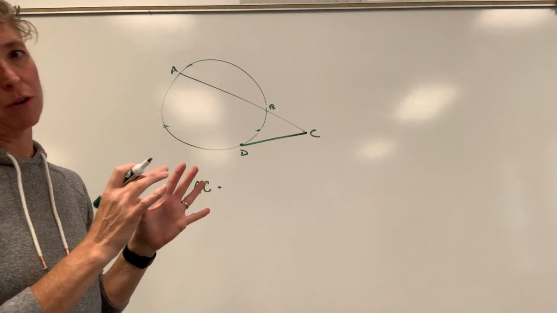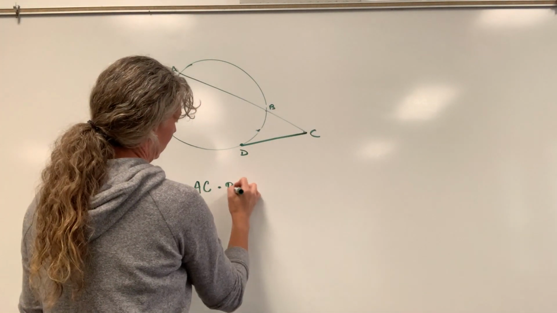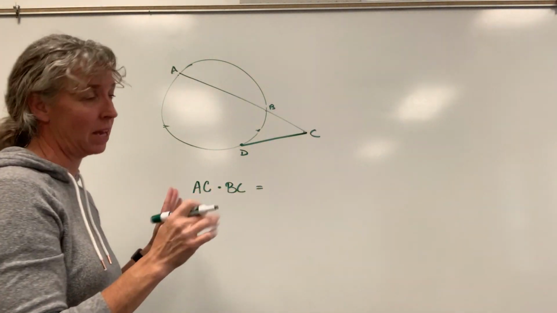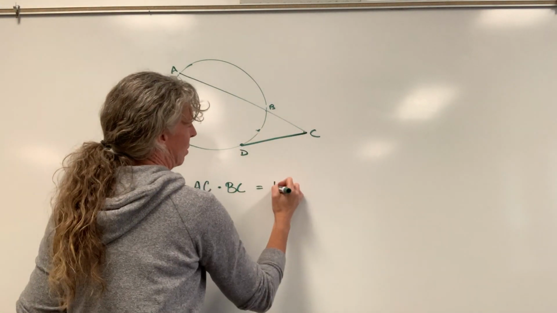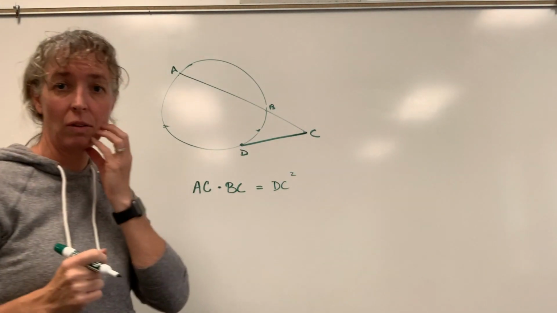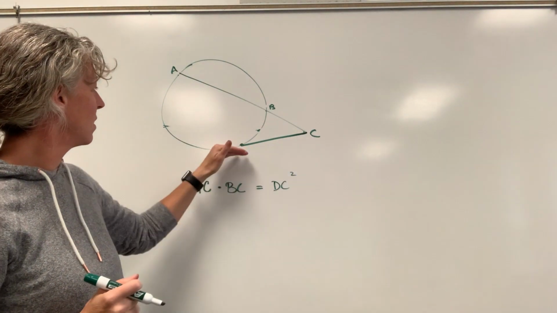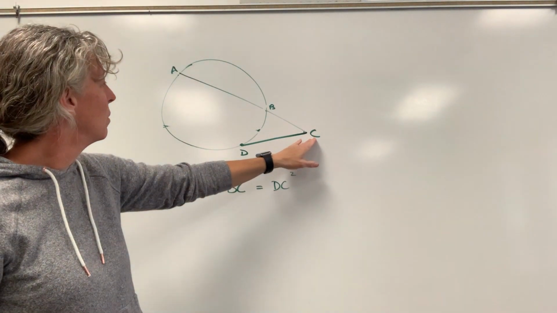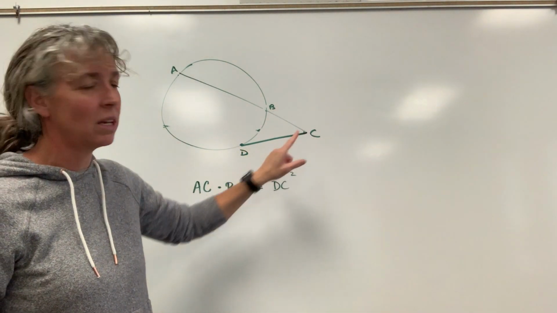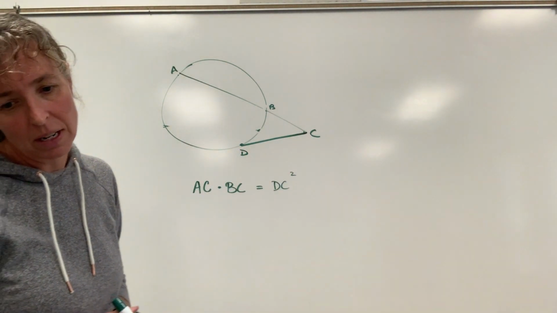times the outside portion, just like before, which is BC. So that's nice that that part stays the same. But if this is a tangent, it equals this little outside part squared. Okay, so if you have a secant and a tangent, it's the whole thing times the outside, just like it was on the last one. But then the other side has to be this end squared. So let's see if we can find an example for this.